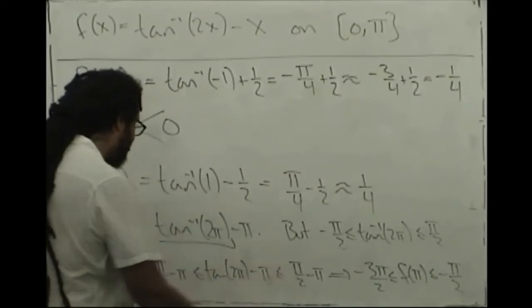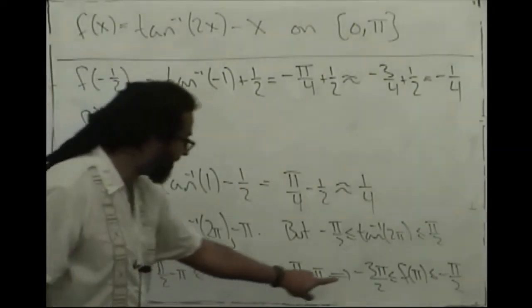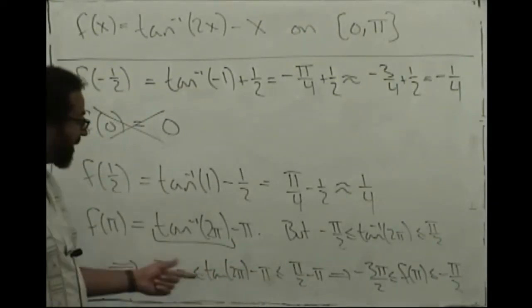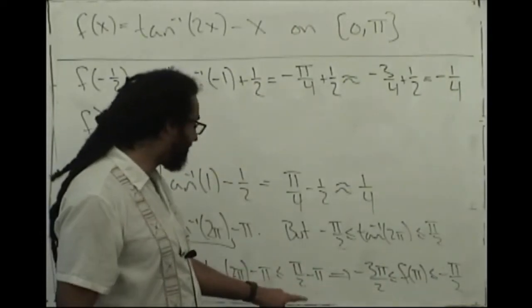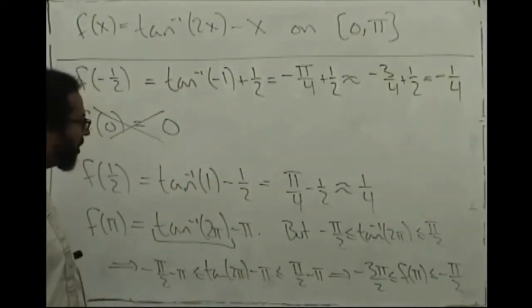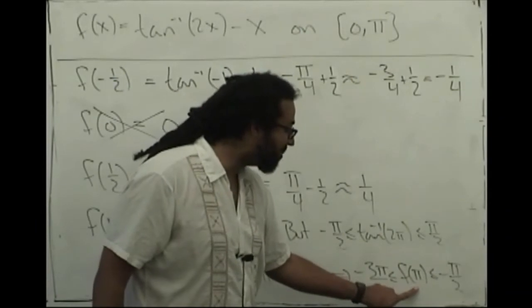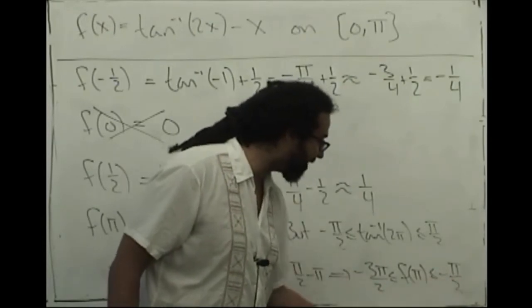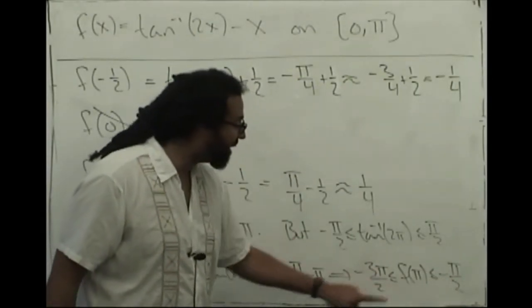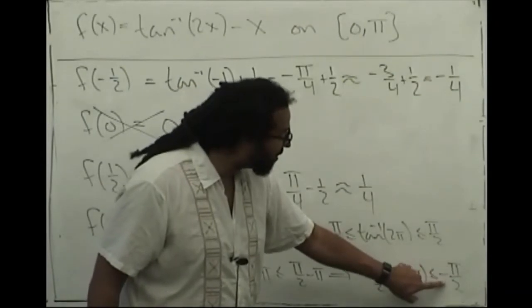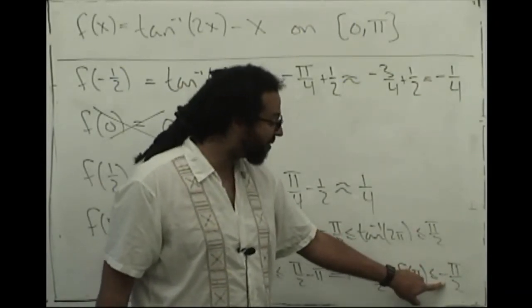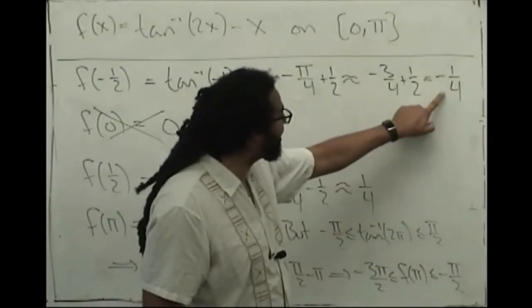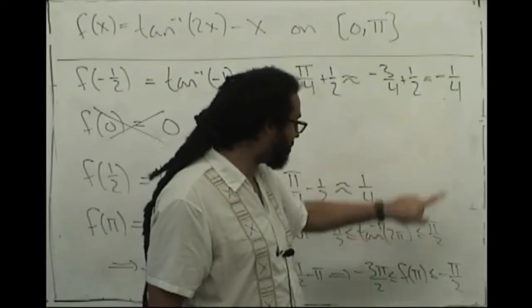So now you work all this out. The thing on the left is negative 3 pi over 2. The thing in the middle is exactly f of pi. And the thing on the right is negative pi over 2. So we know that f of pi must be a negative number, right? It's between negative 3 pi over 2 and negative pi over 2. So f of pi must be negative. And negative pi over 2 is roughly negative 3/2. So that means f of pi is smaller than negative 1/4, right?